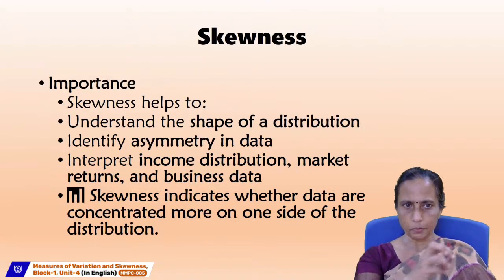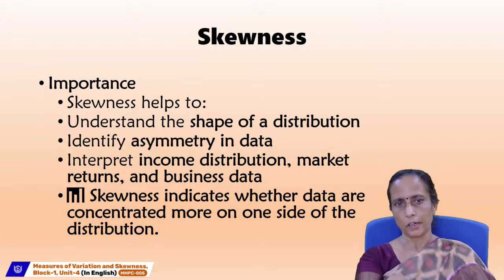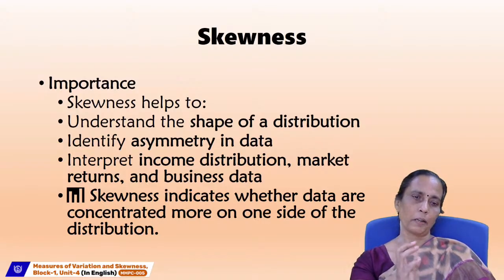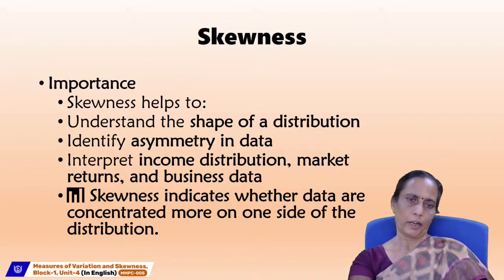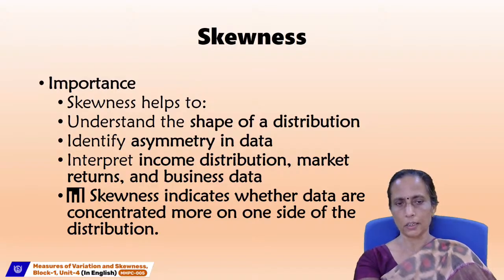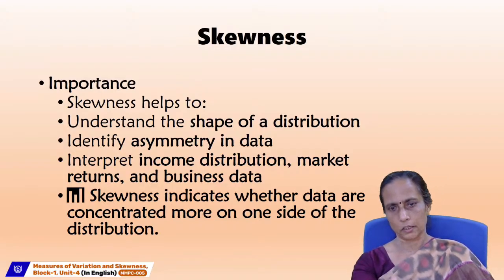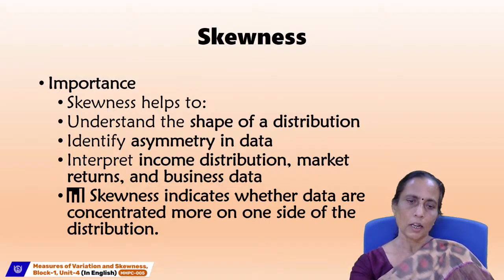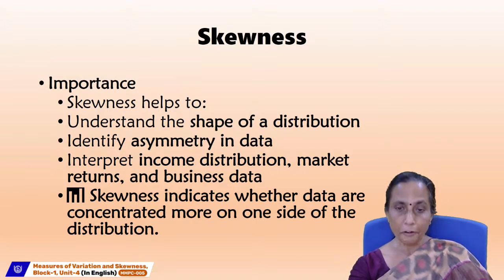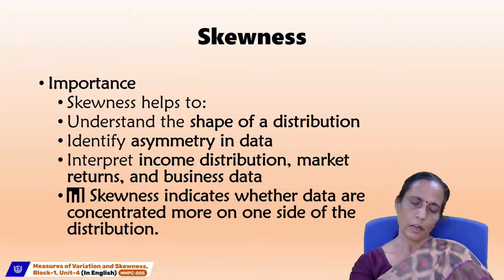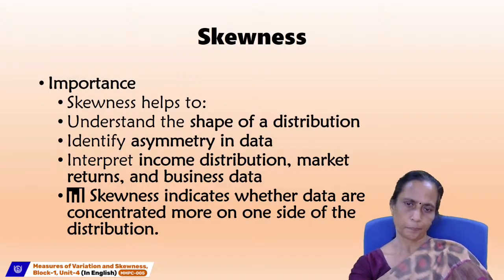So its importance is that it helps to understand the shape of the distribution. It identifies whether your distribution is asymmetric, and whether the asymmetry is towards the positive side or the negative side of the mean. It is basically used to describe income distributions, market returns, and business data. Skewness indicates whether data are concentrated more on one side of the distribution, and on which side. That is what your skewness indicates.